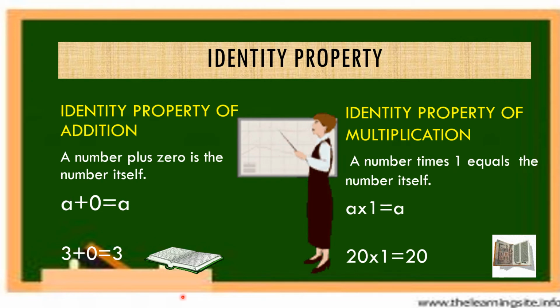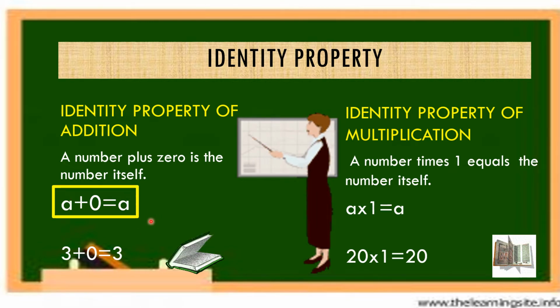Identity property. Identity property of addition. A number plus 0 is the number itself. A plus 0 equals A. Ang ibig sabihin nito, kapag tayo ay nag-add ng 0 sa isang numero, ang sagot yung numero ding yun. So, halimbawa, 3 plus 0 equals 3, 10 plus 0 equals 10, 20 plus 0 equals 20.